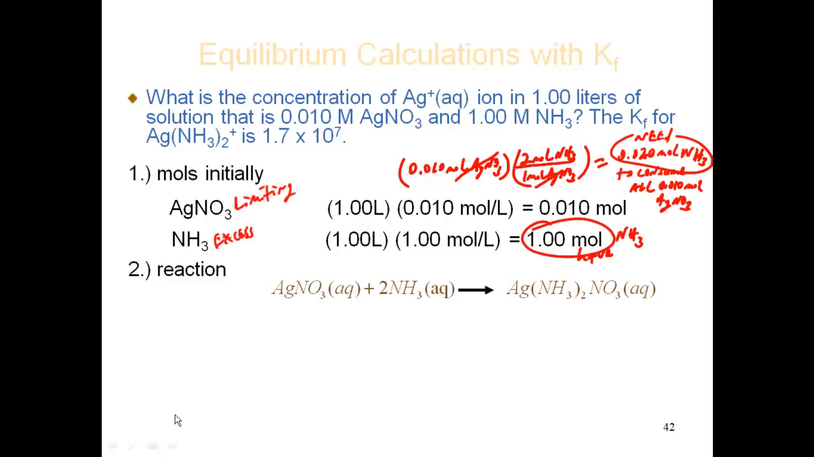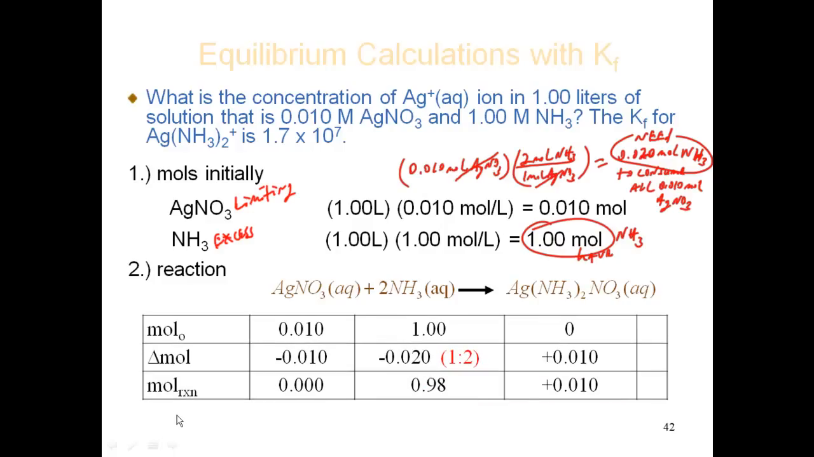So I can set up my table now. I have my moles initially: 0.01 for silver, 1 for ammonia, 0 for my complex. My change is going to be based on my limiting reagent, which means I'm going to have a negative 0.01 moles of silver. For my ammonia, remember it's a 1-to-2 ratio, so it's a negative 0.02 moles. And I'm forming plus 0.01 moles of my complex. Add them up, I get 0 moles after reaction of silver, so I have no silver left from this reaction. That's why I want to figure out from the equilibrium how much silver is there. Got 0.98 for my ammonia, and I have 0.01 for my complex.